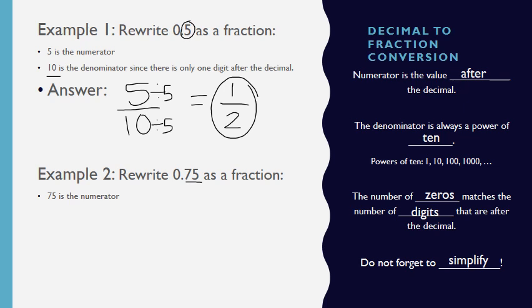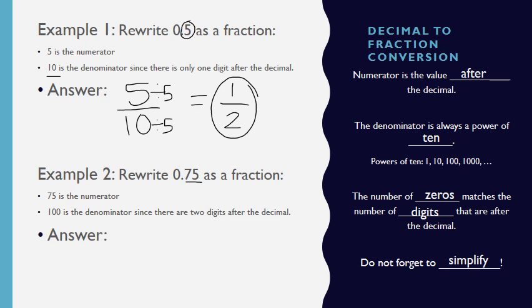We pick which one of these to use by picking the number of zeros that matches the number of digits that are after the decimal. So here I have 2 digits after my decimal, so I want to use 2 zeros. 100 is the denominator since there are 2 digits after the decimal.